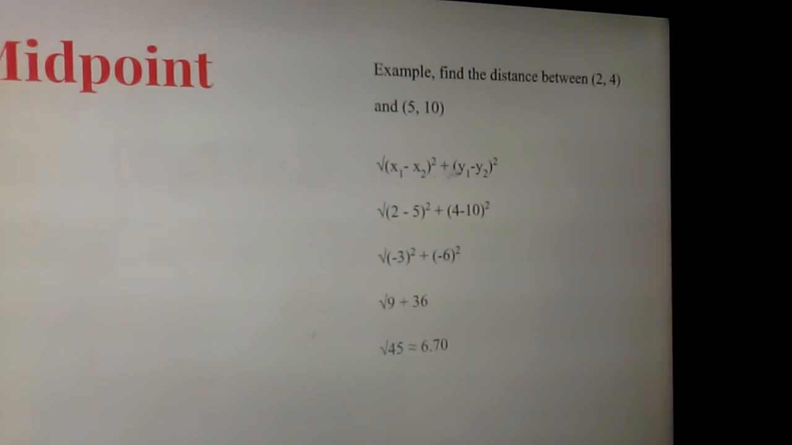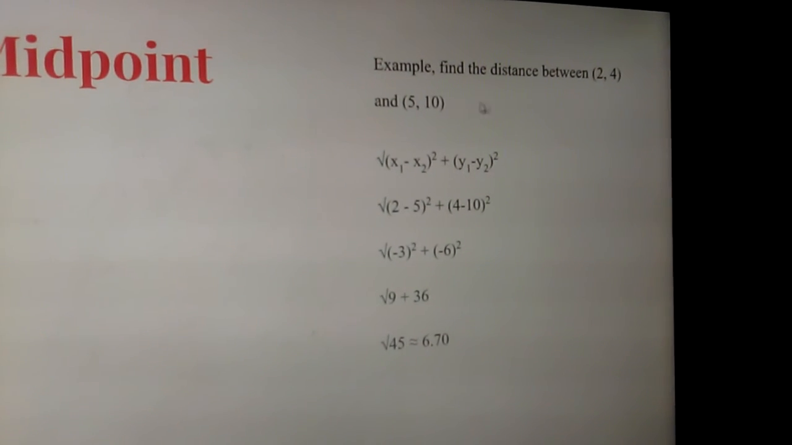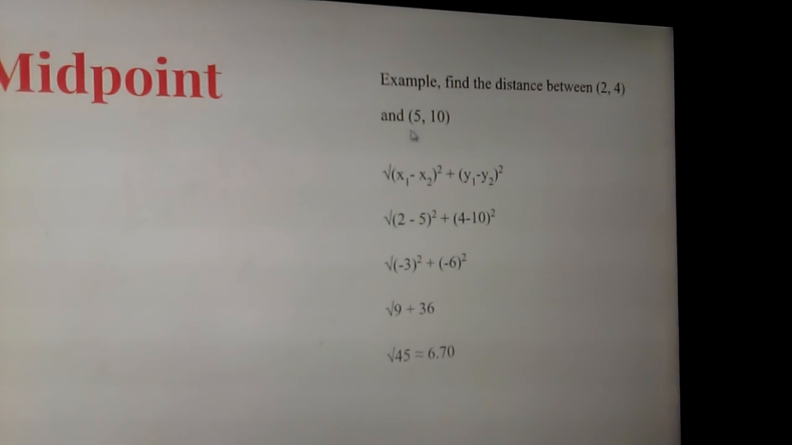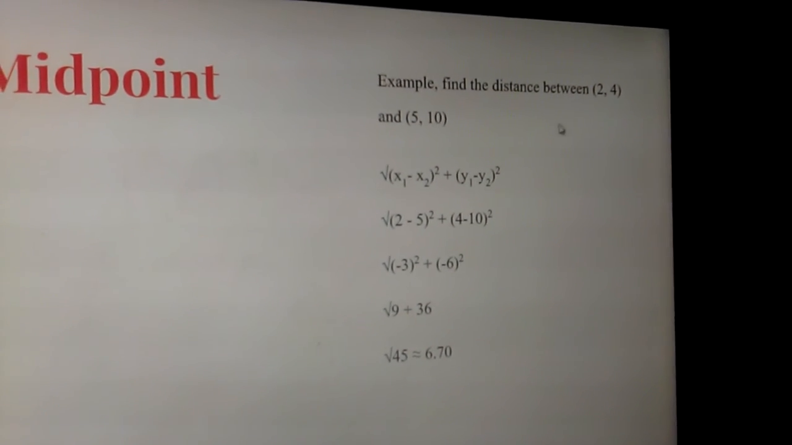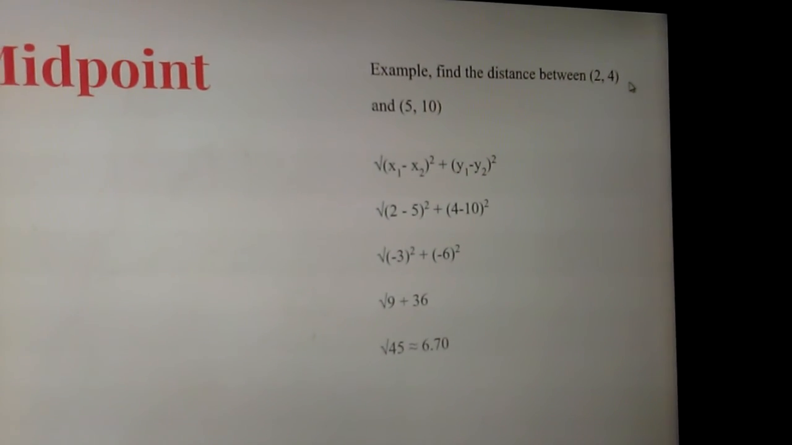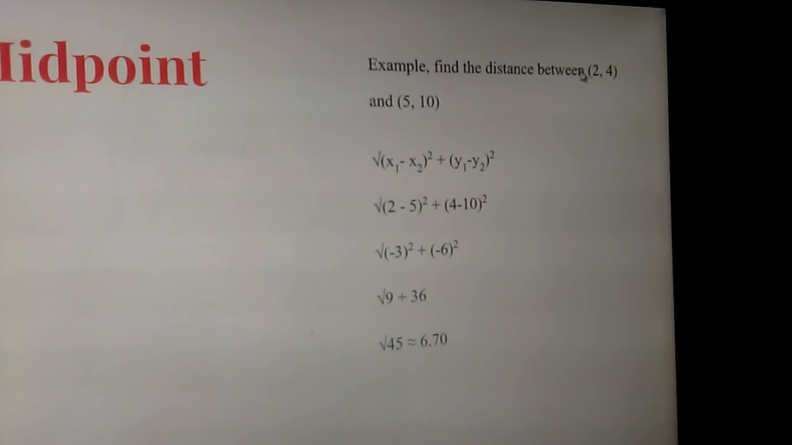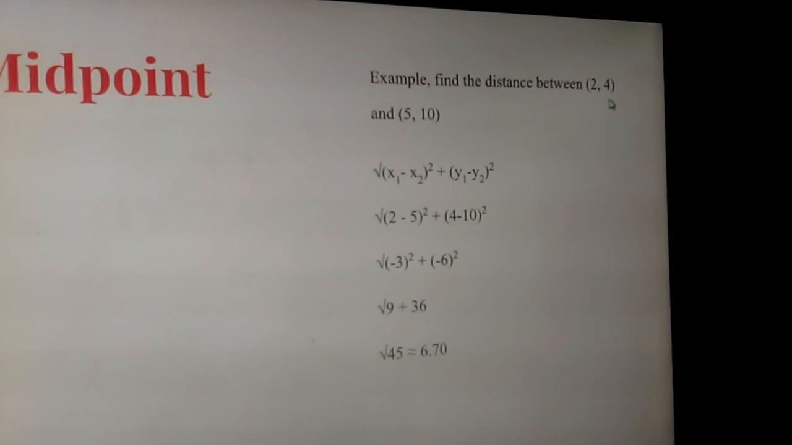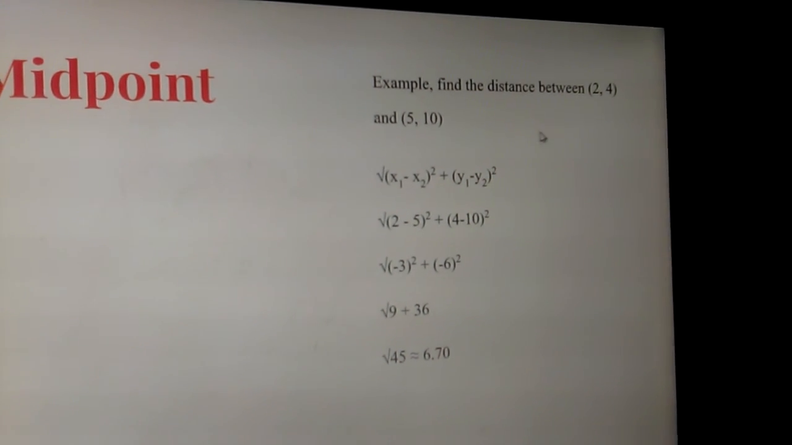And with x1 and x2, it doesn't really matter too much what order you put it in. You can put it 2, 5, or you can put it 5, 2. You have to make sure that whatever order you put the x in, you also put the y in the same order, so you can have 5, 2 and 10, 4, but you can't have 2, 5 and 10, 4.